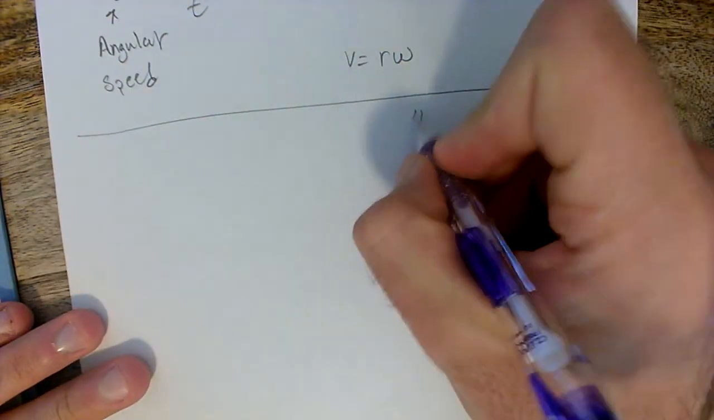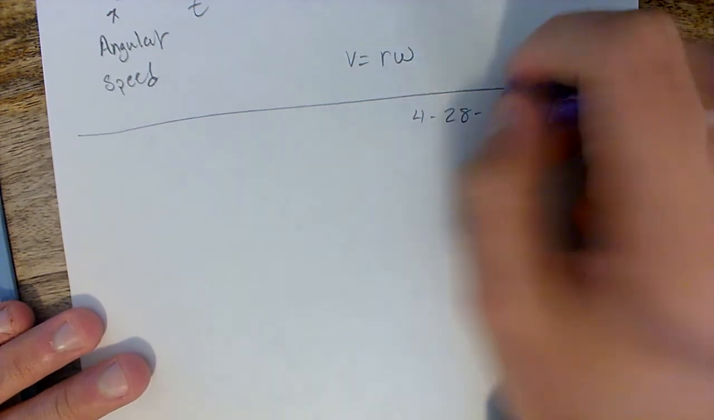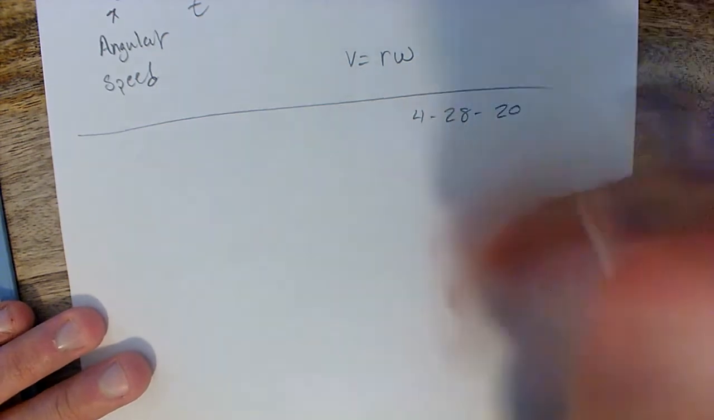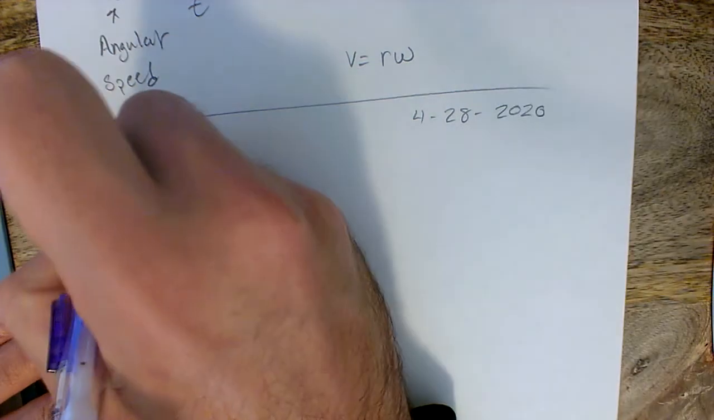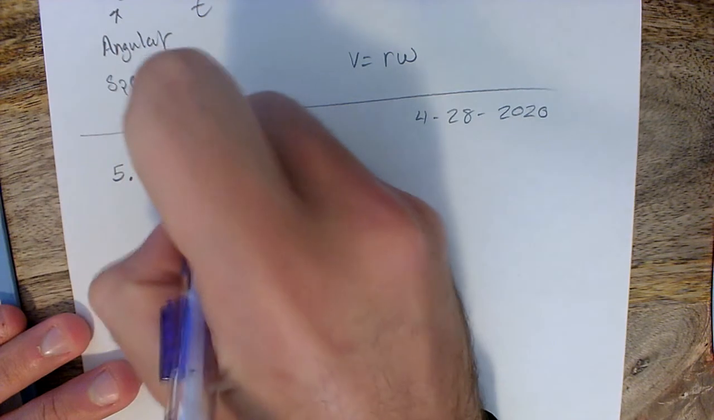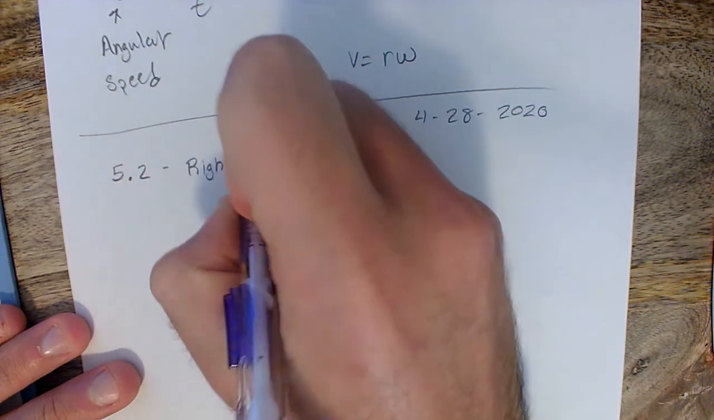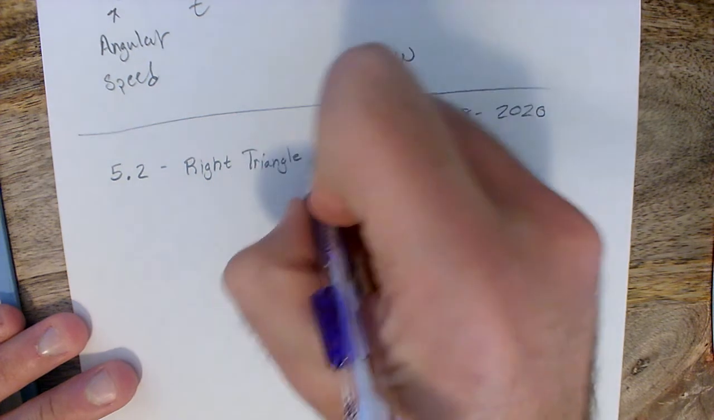Today is April 28th, 2020. And today we're going to be talking about section 5.2, right triangle trigonometry.